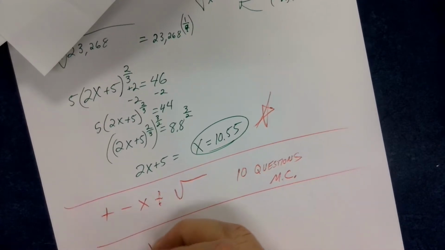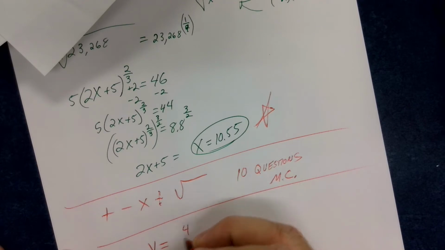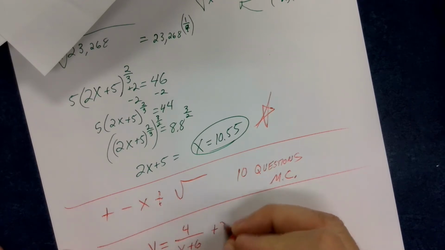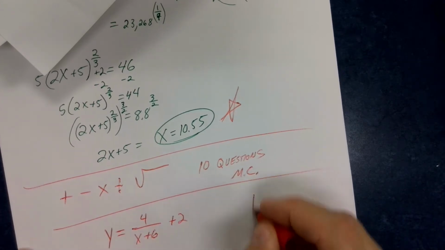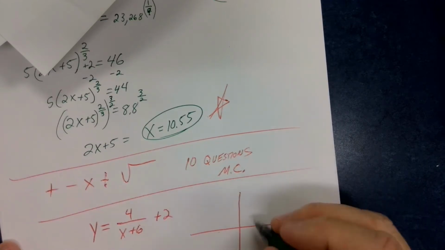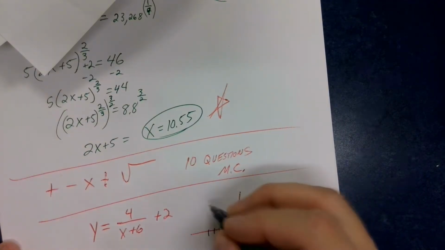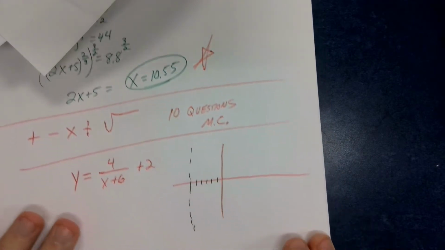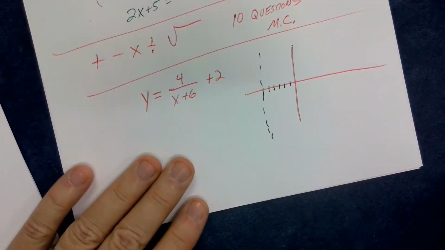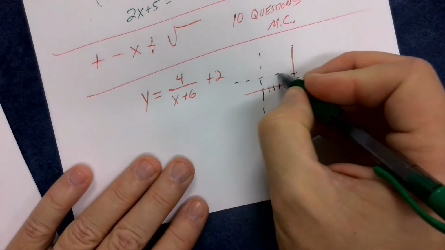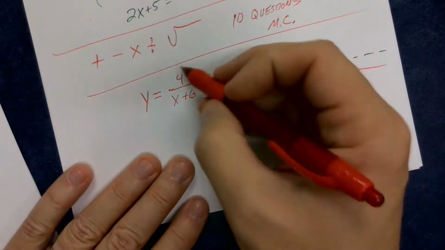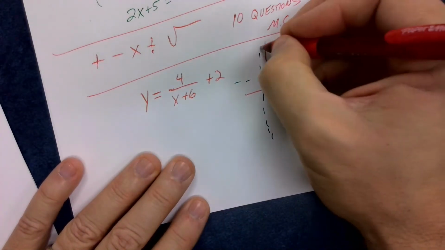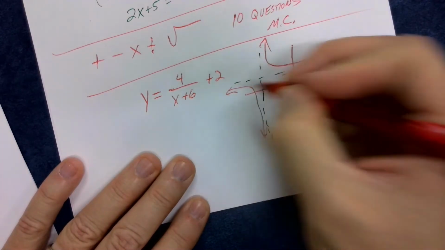If I have a rational equation like this, y equals 4 over x plus 6, plus 2, you should be able to look at this right now and go, hey, I know that there's a vertical asymptote at negative 6, 1, 2, 3, 4, 5, 6, like that. And then you should know that there's a horizontal asymptote at 2, 1, 2, pretend that it's right there. And then because this is positive, I know that my graph goes here and here.